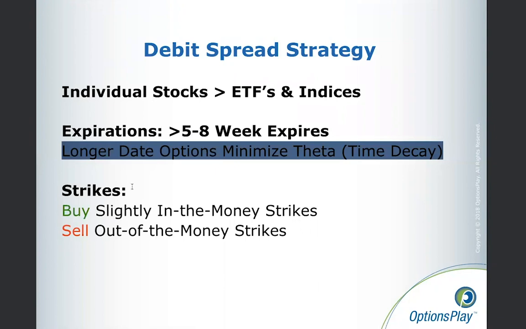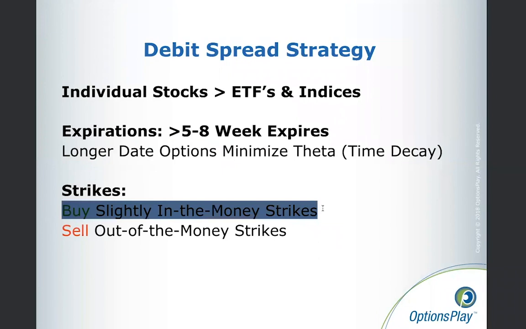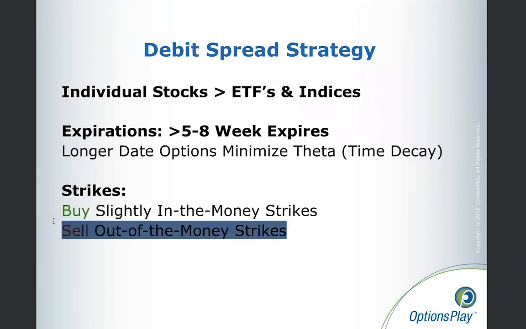And when it comes to strike prices, we usually start by buying a slightly in the money strike. Whether it's a call or a put, you want to buy one that's slightly in the money, and then you want to always sell a strike that's out of the money. And we're going to go over which strikes are optimal for this, but that's the general rule of thumb. The long leg should be slightly in the money, and the short leg should always be out of the money on a debit spread.